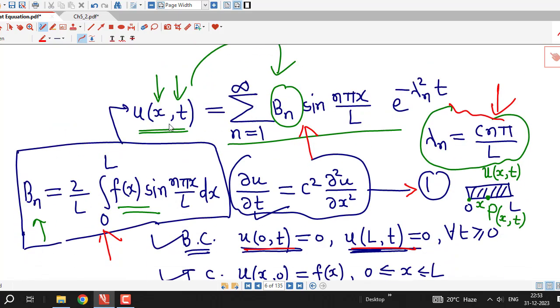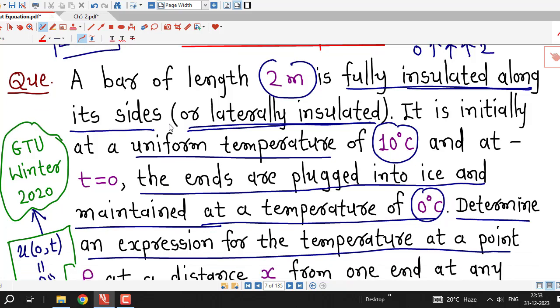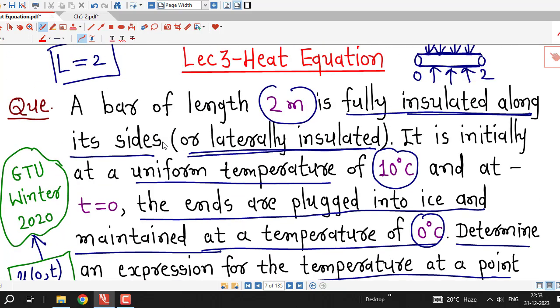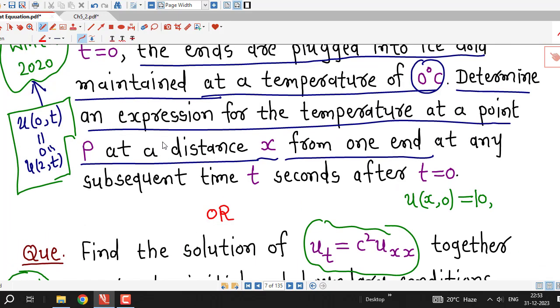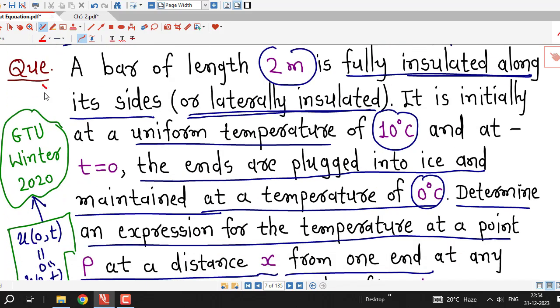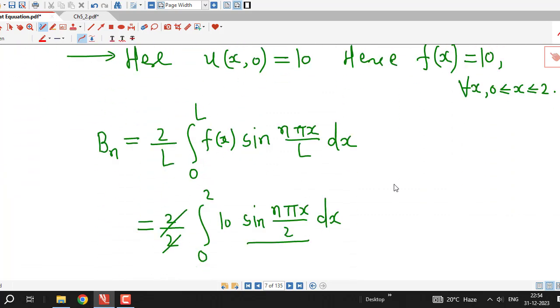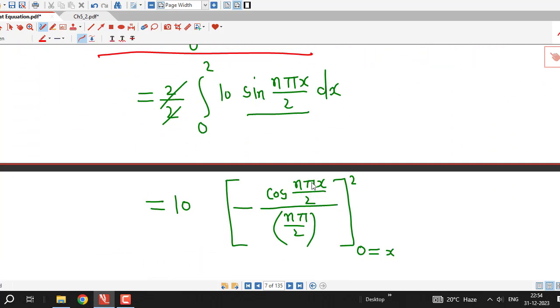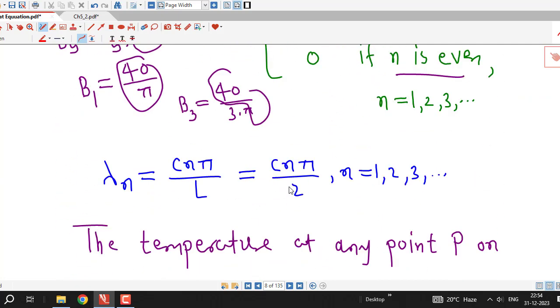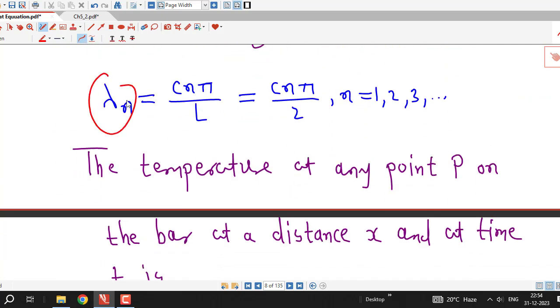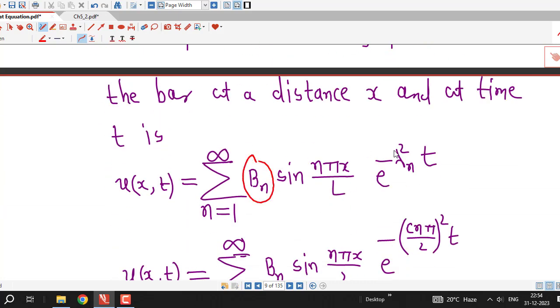And it is easy to remember this solution, and they generally ask this type of problem for 7 marks in GTU exams. Sometimes they can ask in different way. Here we have seen that they have asked the problem by writing the description, and here they have asked the same question directly, that solve the heat equation together with this boundary and this initial condition. So all I have done is I have just obtained the value of Bn using integration and lambda n, and then I am substituting them in this expression for temperature distribution.